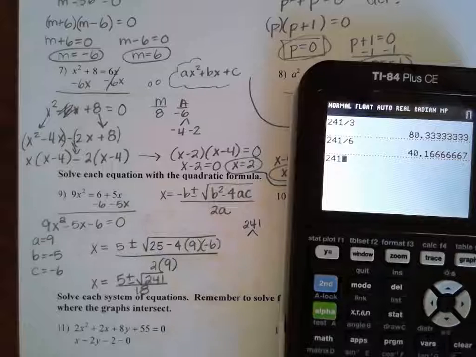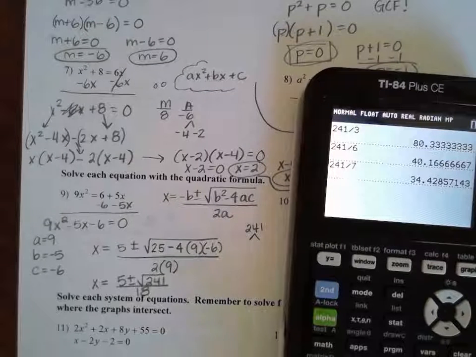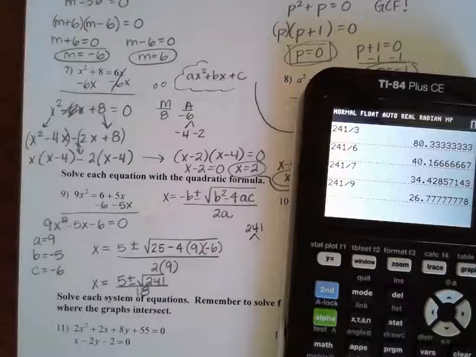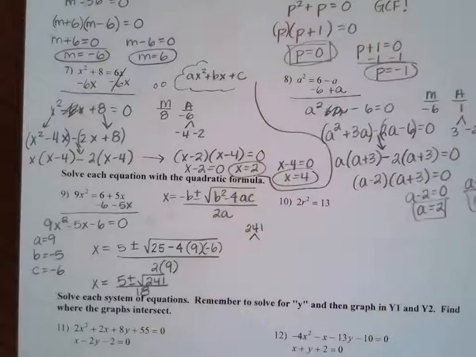Nope. 241 divided by 7. So 241 divided by 9. Nope. Still getting a decimal answer for this one. So it looks like 241 is not being very cooperative. It's actually prime. So we're going to leave our answer just like this.